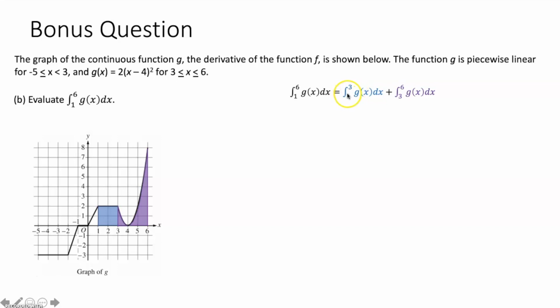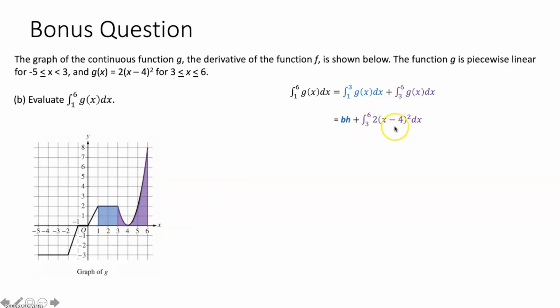Now to evaluate the integral from 1 to 3 of g of x dx, we just have to find the exact area between the function and the x-axis from x equals 1 to x equals 3, which we said was this square. So we just do base times height. That's easy. But the integral from 3 to 6 of g of x dx is a little bit more complicated because we have a curve. So we're actually going to have to evaluate this definite integral from x equals 3 to x equals 6 using the fundamental theorem of calculus.